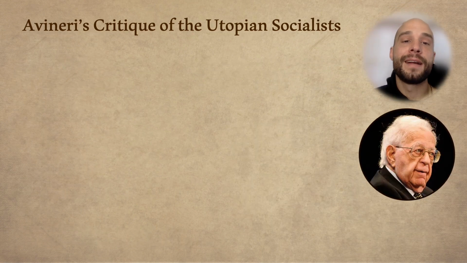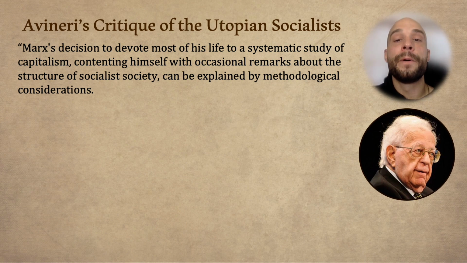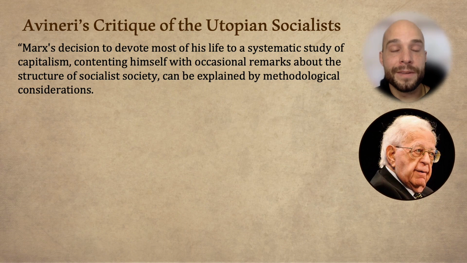Avineri fully internalizes Engels' break with utopian socialism, and he explains why Marx spent his life analyzing capitalism rather than designing blueprints for socialism. He writes, Marx's decision to devote most of his life to a systematic study of capitalism, contenting himself with occasional remarks about the structure of socialist society, can be explained by methodological considerations. The key issue here is method. Marx is not silent about socialism because he lacks imagination, but because speculation without material grounding reproduces utopianism.